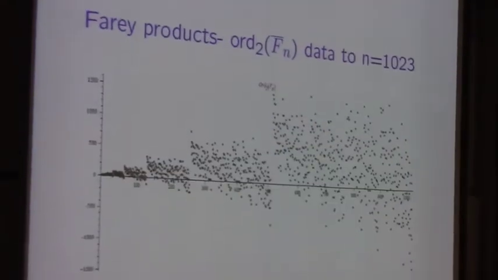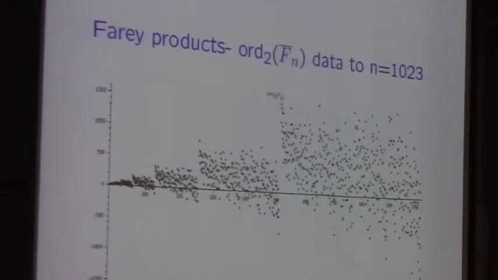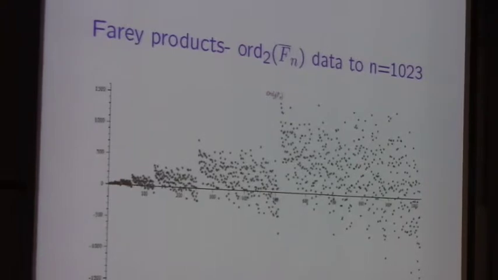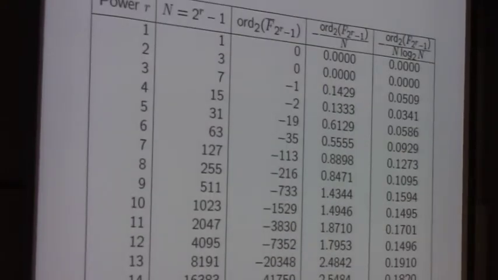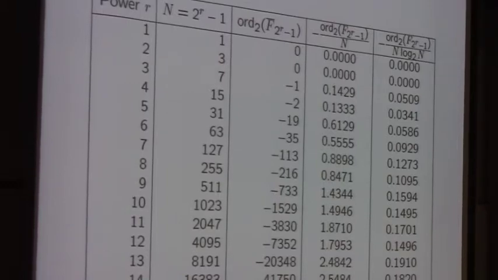You still have the big jump, from 2 to the k minus 1 up to 2 to the k. That, of course, you can prove, because there's a huge bunch of 2's that come in the denominator of the Farey fraction when you go to the next level, and that produces the jump. So the jump is definitely there, but where the bottom of the jump is, we don't know for sure. The claim is the experimental evidence suggests the jump at 2 to the k minus 1 always takes you from a negative value to a positive value.